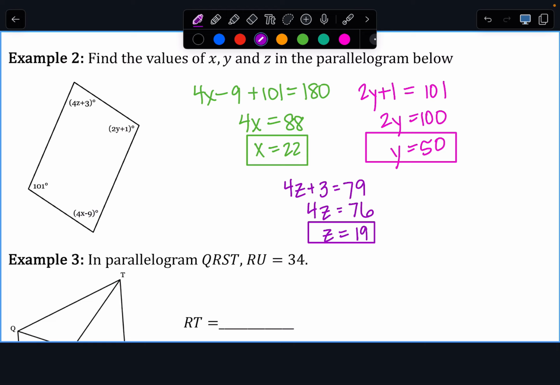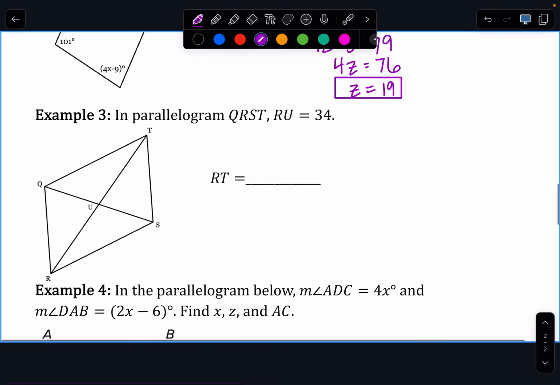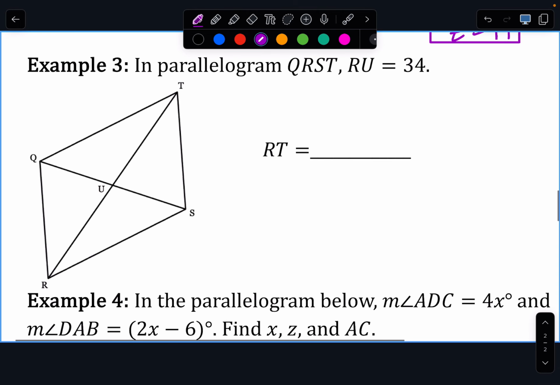Okay. What I'd like you to do is with your new elbow partner that I sat you with, I want you to talk through example 3. What is the length of RT and how do you know? Equals 34.